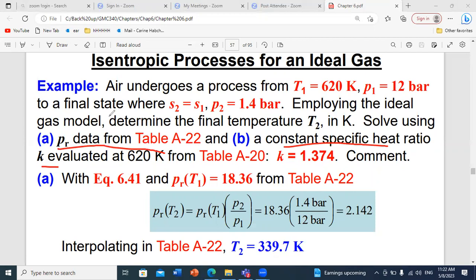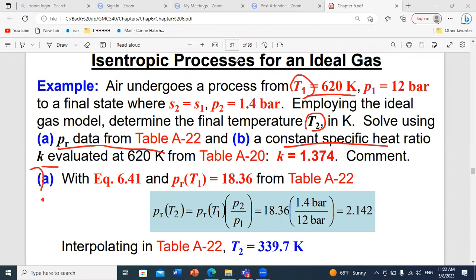Why is it more accurate? Because in the second method, you don't know T2. You only know T1. So if you want to assume constant specific heat, you can go to the table of air and look for T1 equal to 620 Kelvin. What is k? Okay, and you will use k as constant, but you know that in reality k is variable with temperature, and that's why method 1 will be more accurate. Okay, let us verify this.